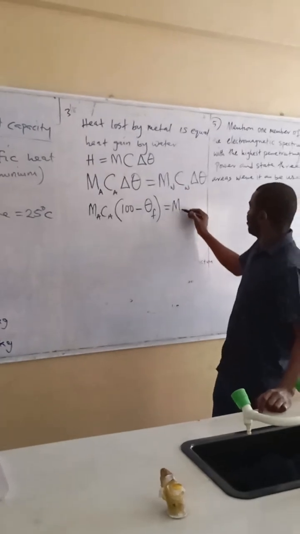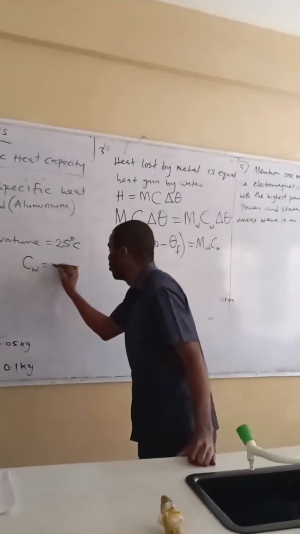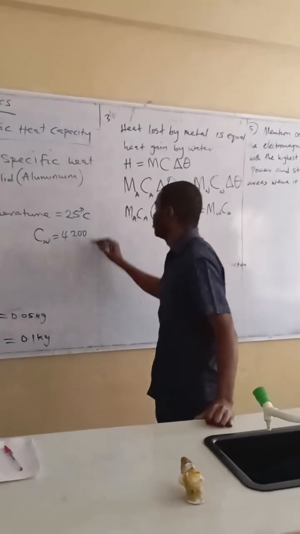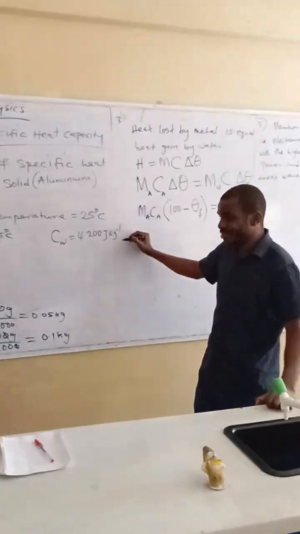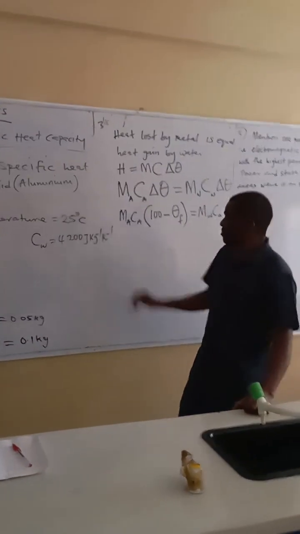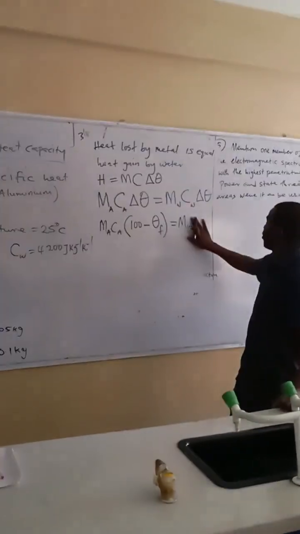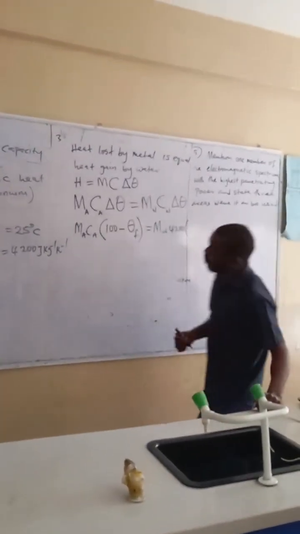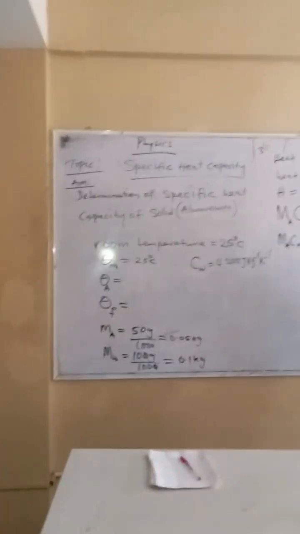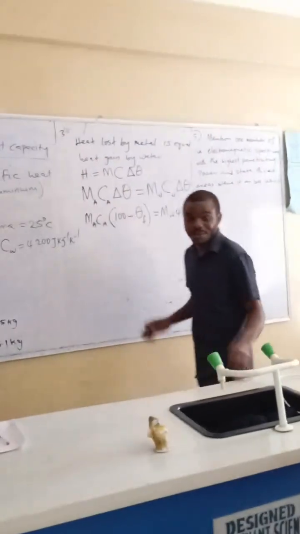The specific heat capacity of water is always a constant. It is given by 4,200 joule per kilogram per Kelvin. Based on that, we can introduce 4,200 here into theta. The first temperature we have here is this, so we have the final temperature minus 25. Is that clear? Okay, now let's go back to our experiment.